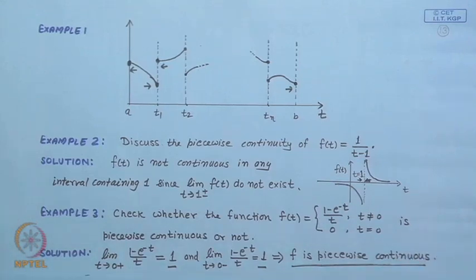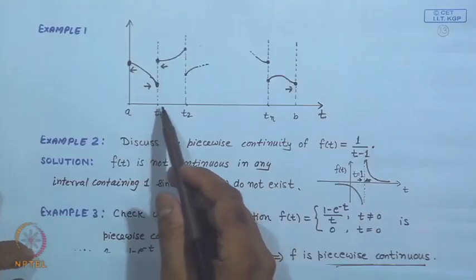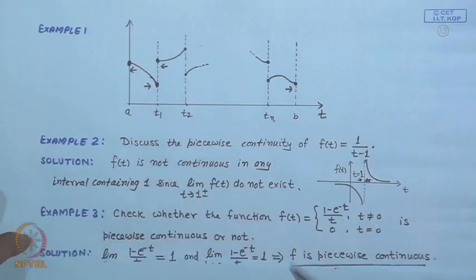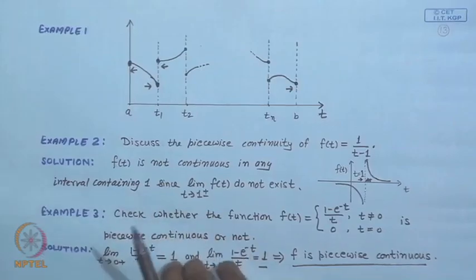A very important consequence of this piecewise continuity is that the function is bounded basically, because at all these points where we have a problem, the limits exist, and then we actually have the boundedness of the function.